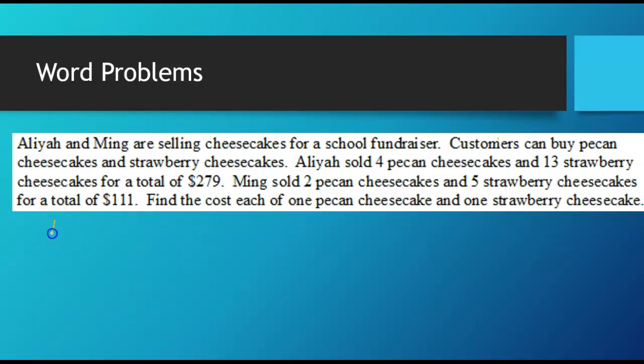So we're going to say that X is the cost of 1 pecan cheesecake and Y is the cost of a strawberry cheesecake. Okay, so if Alaya sold 4 pecan cheesecakes, he would have 4 times the cost of a pecan cheesecake, which would be 4 times X, and adding 13 strawberry cheesecakes, so 13 times the cost of a strawberry cheesecake, would have equaled $279, right?